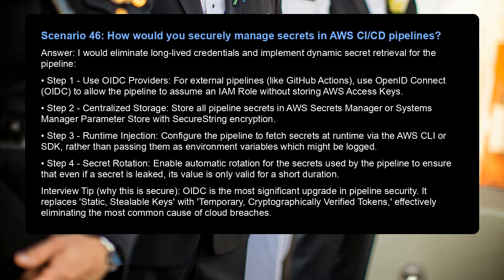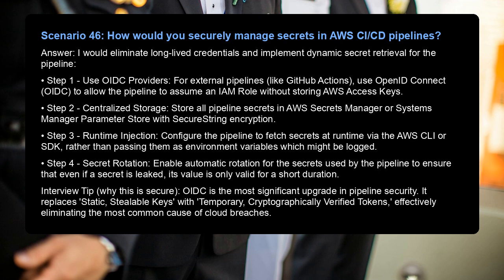Step 2. Centralized storage. Store all pipeline secrets in AWS Secrets Manager or Systems Manager Parameter Store with secure string encryption. Step 3. Runtime injection. Configure the pipeline to fetch secrets at runtime via the AWS CLI or SDK, rather than passing them as environment variables which might be logged. Step 4. Secret rotation. Enable automatic rotation for the secrets used by the pipeline to ensure that even if a secret is leaked, its value is only valid for a short duration.